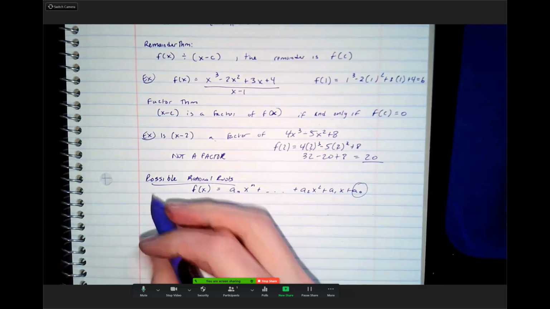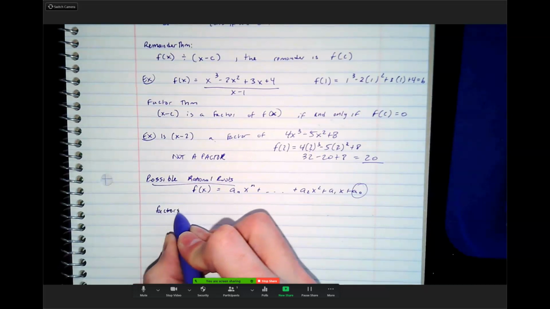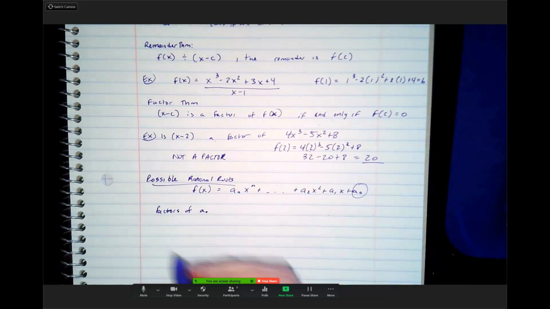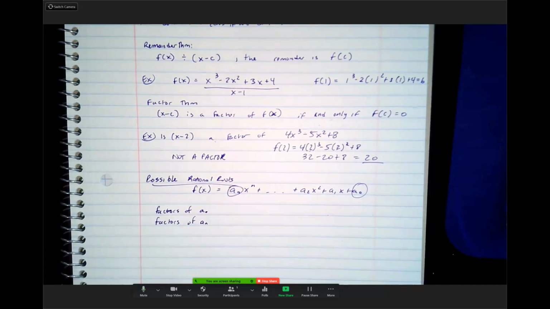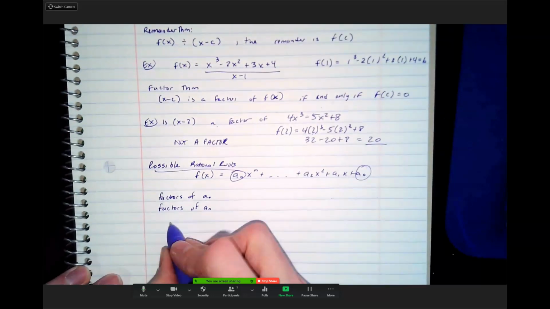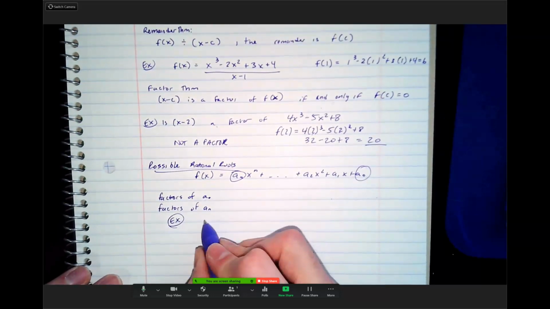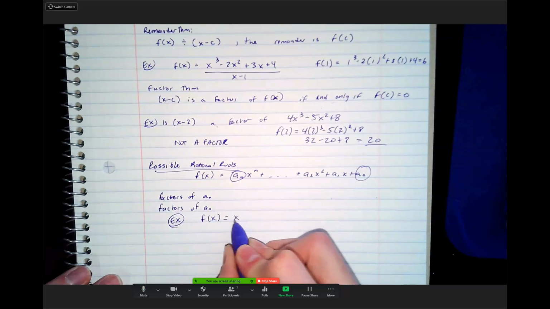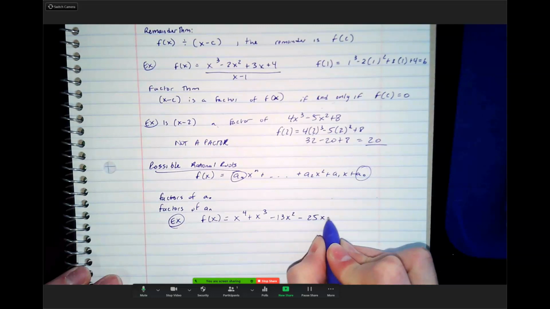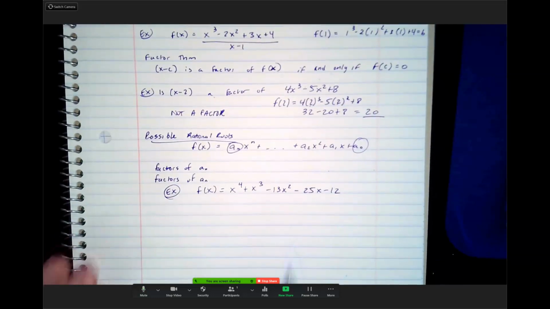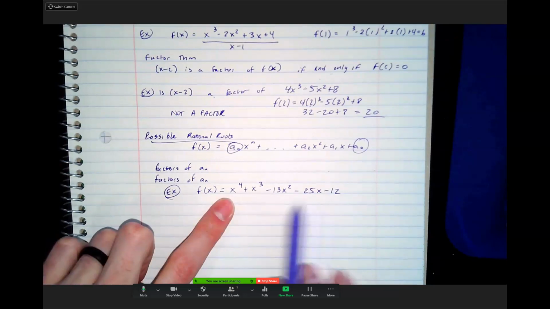You take all the factors of the constant, and you're going to divide those by all the factors of the leading coefficient. So let's take a look at an example. If we had x to the 4th plus x cubed minus 13x squared minus 25x minus 12. If this thing has nice zeros, whole numbers or like fractions, like a half or 3/4 or 2/3, stuff like that, they are going to be the numbers in this list.